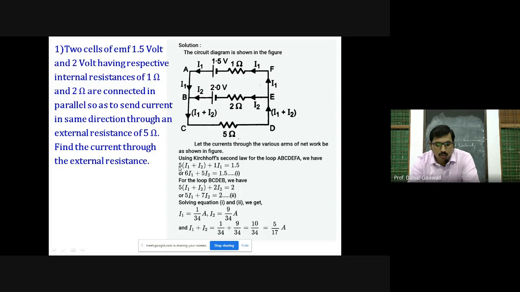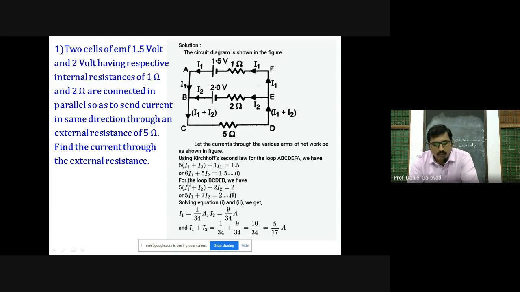So that sign will be positive: 5 times (I1 plus I2) plus 1 into I1 is equal to 1.5. By adjusting this equation, we obtain this equation. Now check carefully, if we multiply 5, so 5I1 plus 5I2 plus 1I1 equals 1.5. So I1 becomes 5 plus 1, 6I1 plus 5I2 is equal to 1.5, as equation number one.